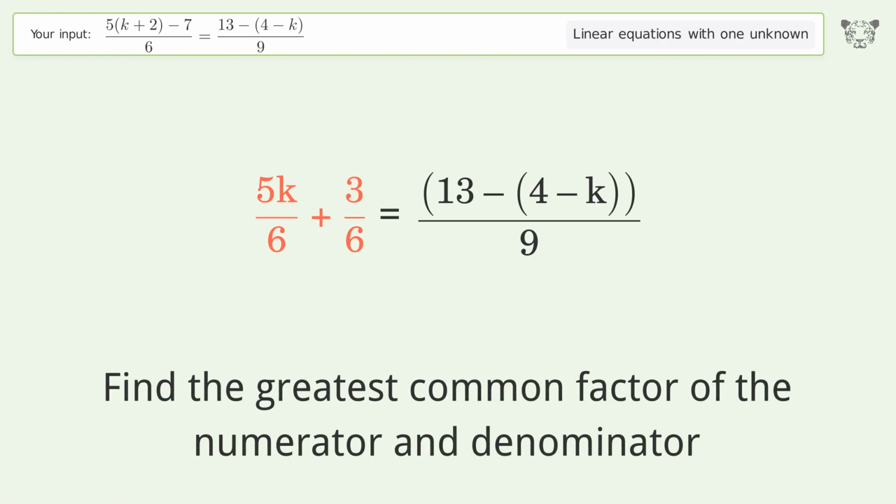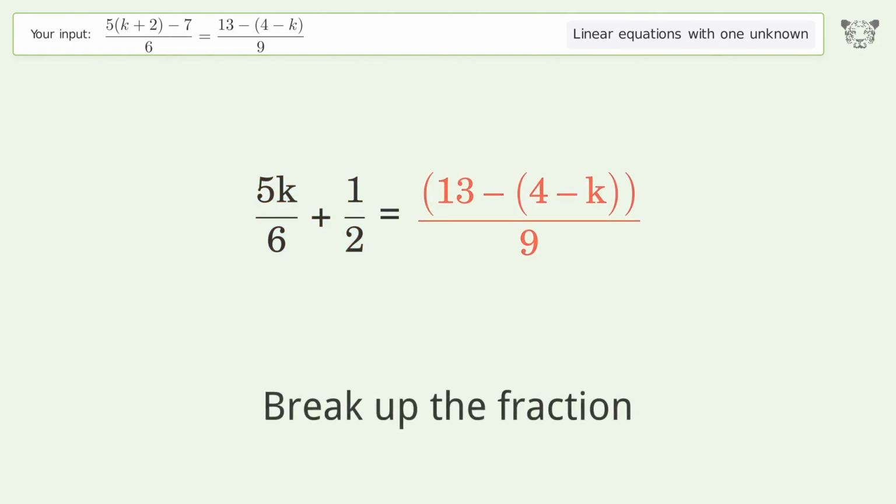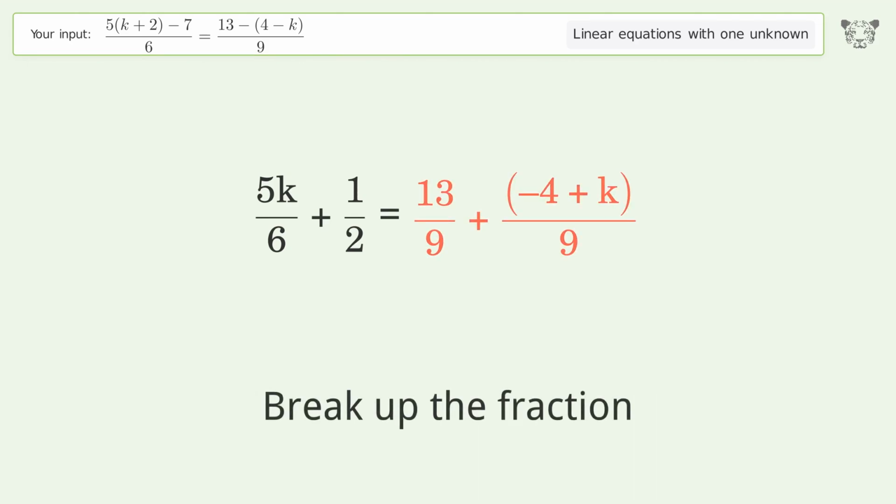Find the greatest common factor of the numerator and denominator. Factor out and cancel the greatest common factor. Break up the fraction. Expand the parentheses. Break up the fraction.